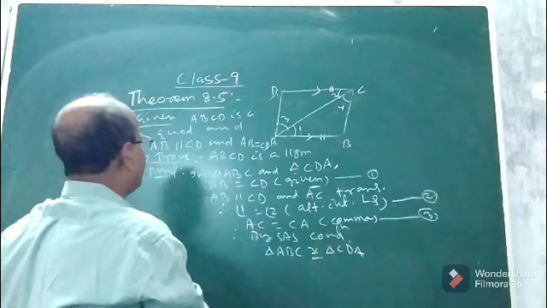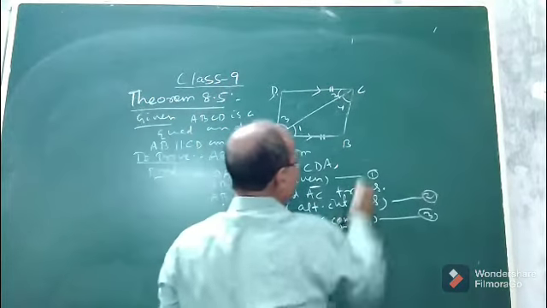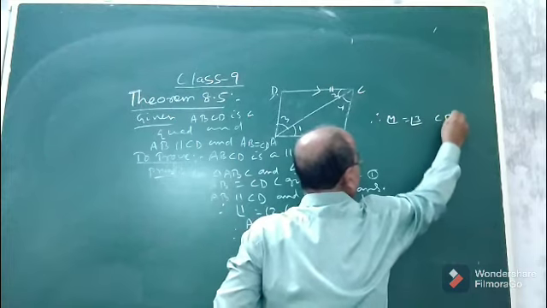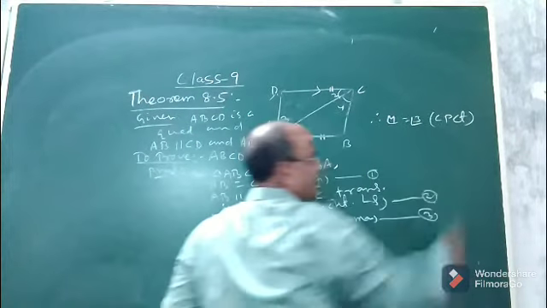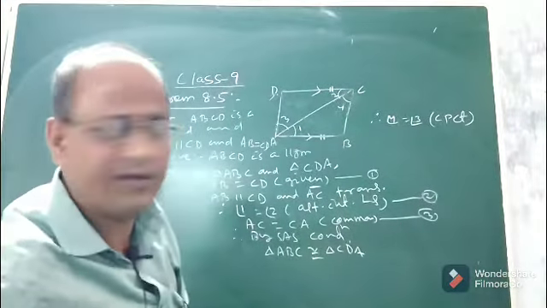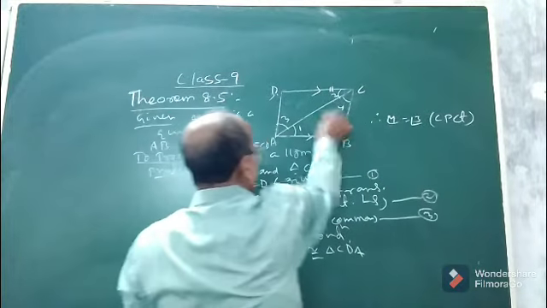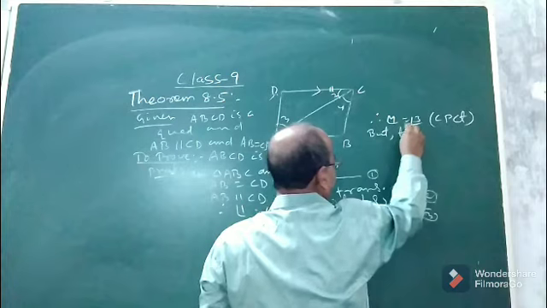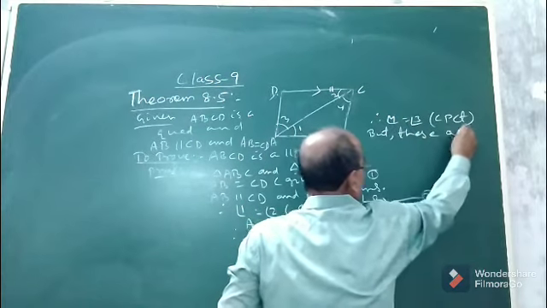So that you write down here. Therefore you see, after this step, therefore angle 4 equal to angle 3. What is the region? The region is CPCT. But look at angle 4 and 3. But what angles are these?